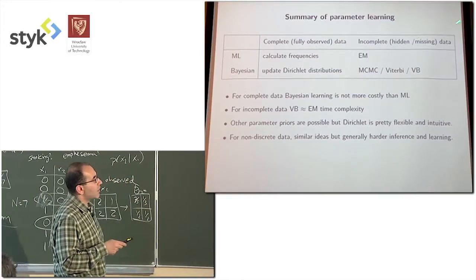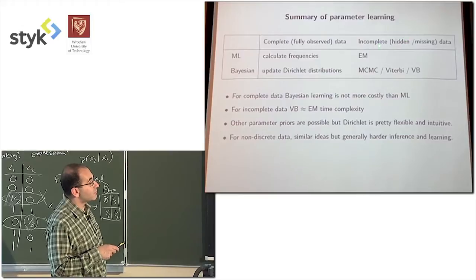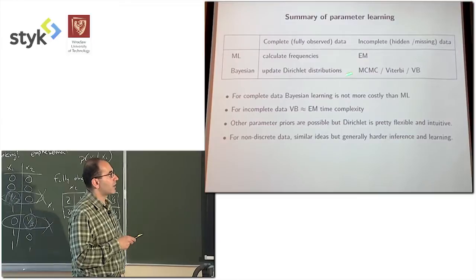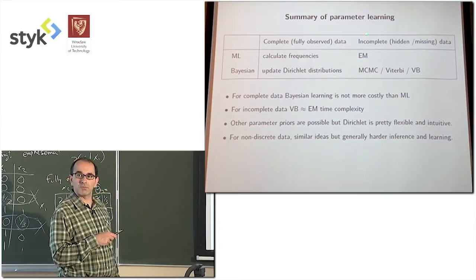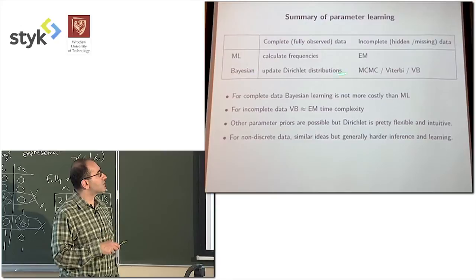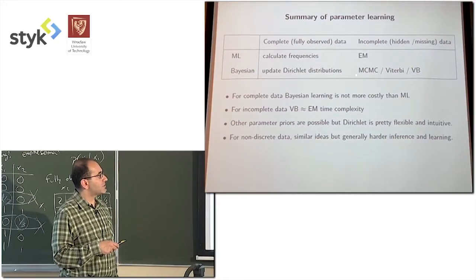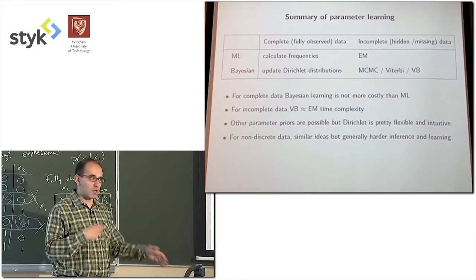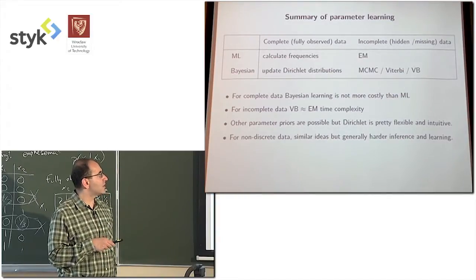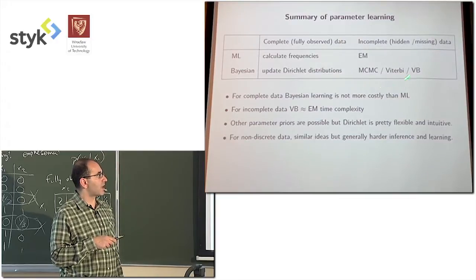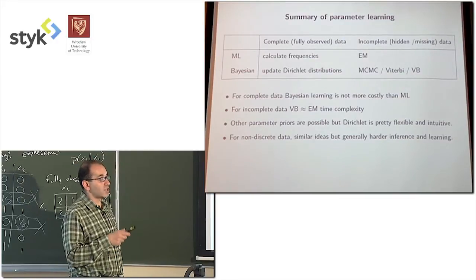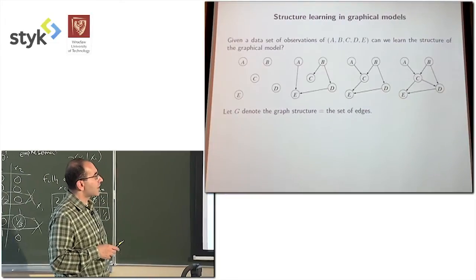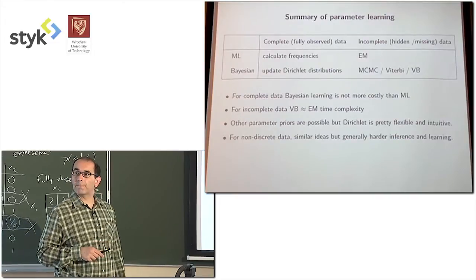In the situation with missing data, then maximum likelihood is a little bit harder. You have to do some sort of iterative algorithm like EM. And Bayesian learning is also a little bit harder because you have to infer both the parameters and the hidden variables. Okay, so you have to fill in both the parameters and the hidden variables. And you can do something like MCMC for that, or variational Bayes, which I talked about before, etc. Okay, so that was parameter learning.